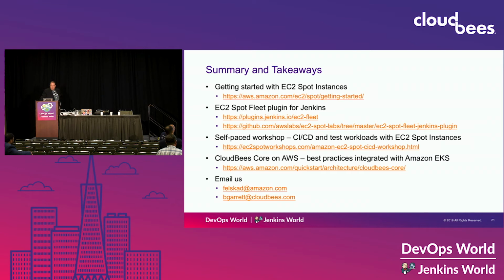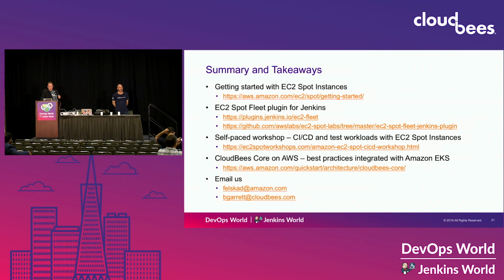So to summarize, there's a bunch of resources that are available. There's a help page on getting started with EC2 Spot Instances. We got the URL for you there. There's also a plugin available for open source Jenkins. What I showed here was CloudBees Core. I'd love for you to use our CloudBees Core enterprise software. But if you're still using open source Jenkins, there's a really nicely featured plugin that Amazon's created to make it easy to pick and configure Spot instances from inside Jenkins.